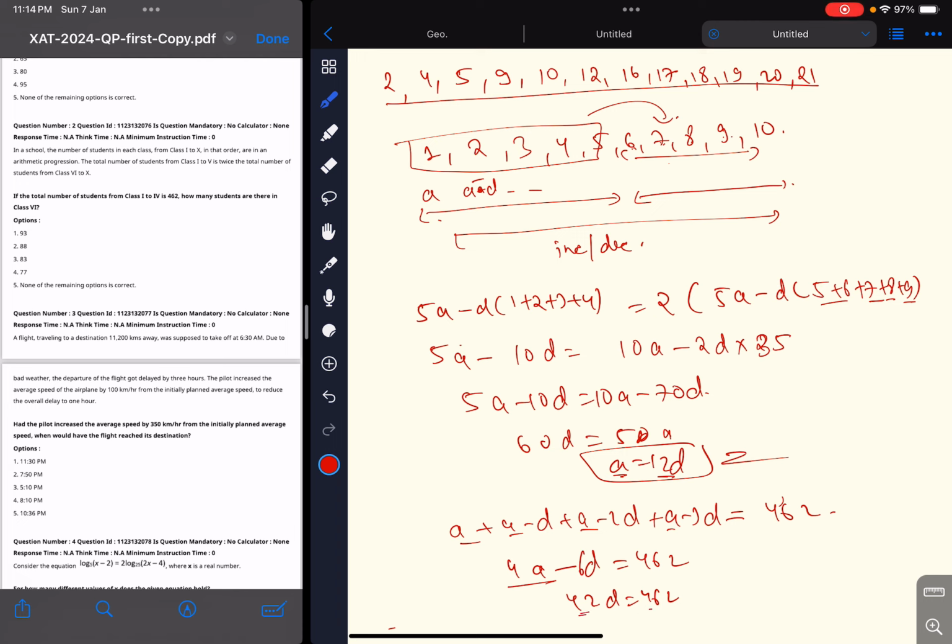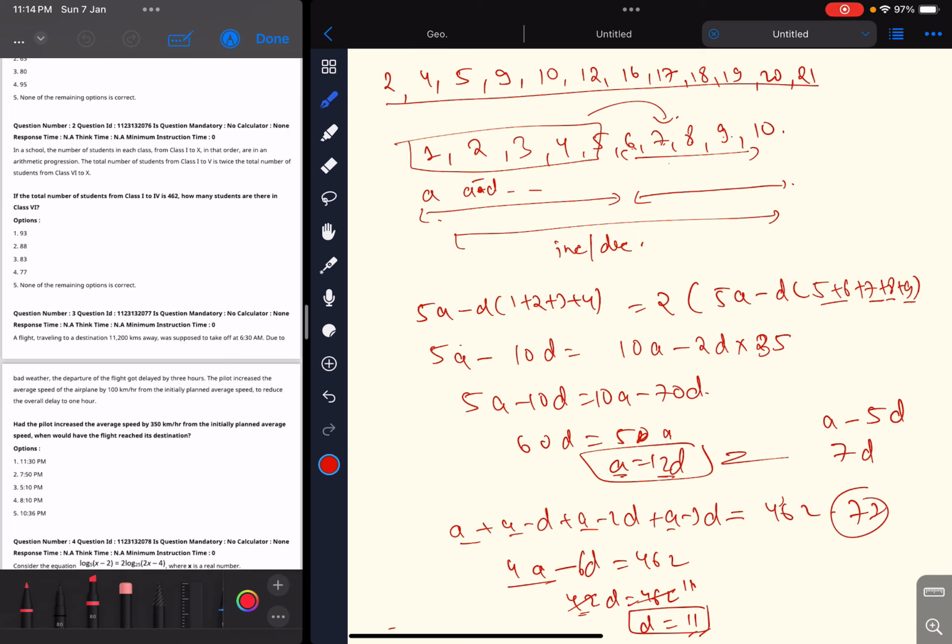And 42 times 11 is 462. So D equals 11. So we got the value of D as 11. Now the question is, how many students are there in class 6? Class 6 means A minus 5D. A is nothing but 12D, so 7D, and D is 11. So 77 is the answer. So the answer to this question is 77.